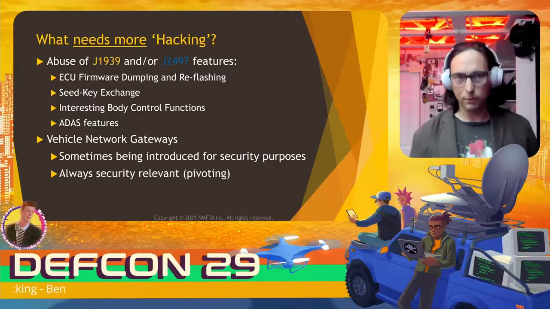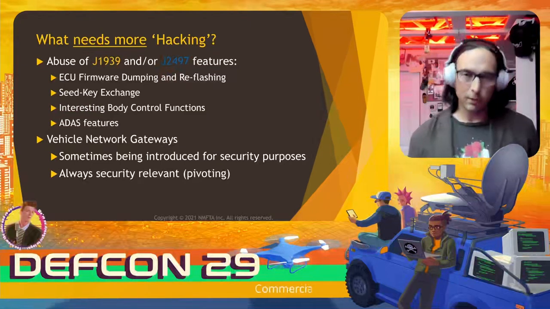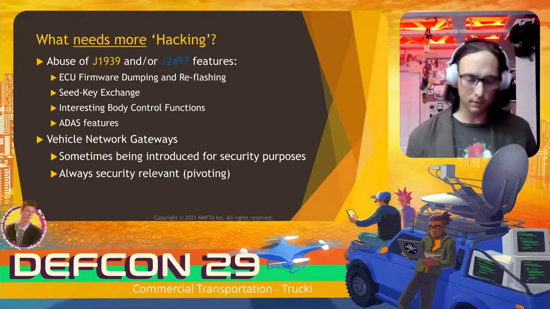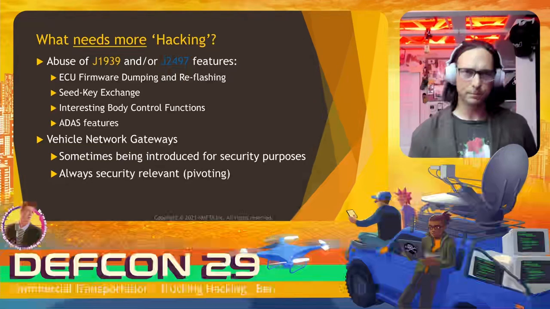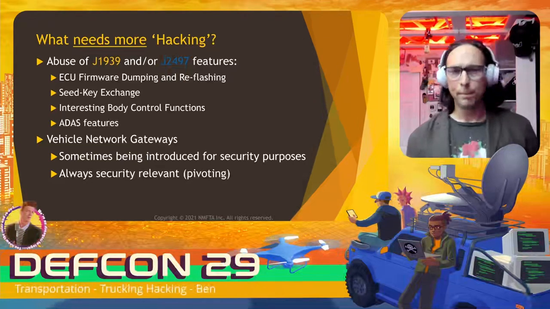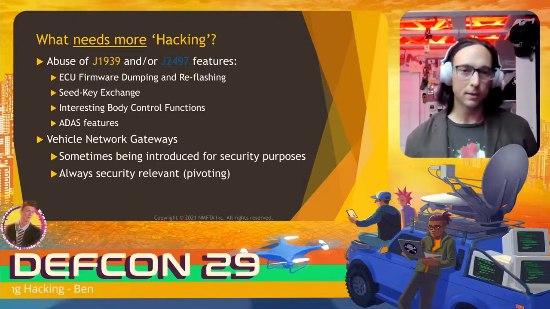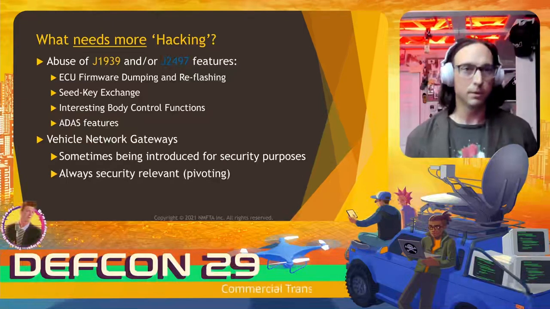There's also definitely research needed into vehicle network gateways. So gateways being the devices that are going to bridge multiple CAN or J1939 segments in the vehicle. Sometimes they're being introduced for performance reasons, but whether they're being introduced for performance reasons or not, they're always a security relevant device since they connect multiple segments and pivoting is possible. So those could use some sunlight as well.